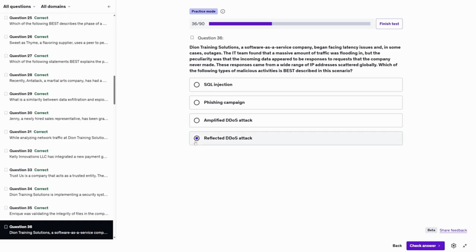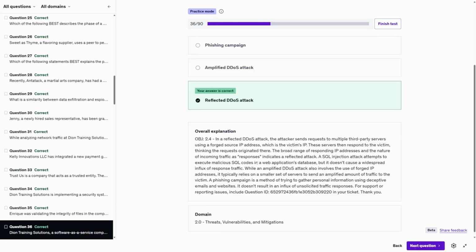And I believe the answer here would be a reflected DDoS attack. In a reflected DDoS attack, the attacker sends requests to multiple third-party servers using a forged source IP address, which is the victim's IP. These servers then respond to the victim thinking the requests originated there. The broad range of responding IP addresses and the nature of incoming traffic as responses indicates a reflected attack. I'll leave up the incorrect answers for a few moments.